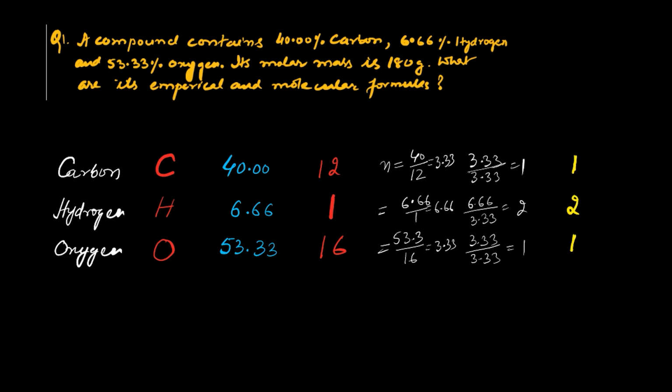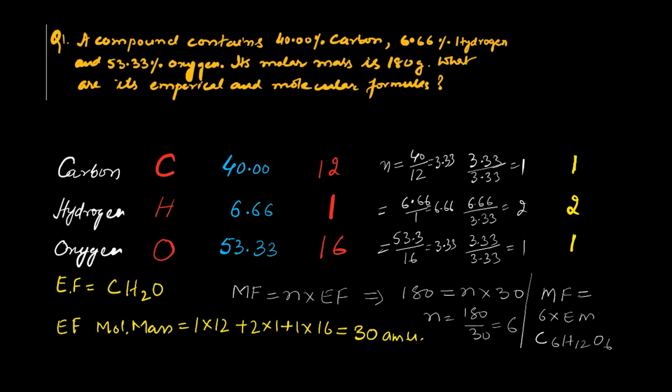And this is the simplest whole number. With the help of this, we'll write the empirical formula, which will come C1H2O1. And from this empirical formula, we will calculate molecular formula. Molecular formula equal to N into empirical formula. So first of all, we have to calculate molecular mass for this empirical formula. So after writing empirical formula, we'll get molar mass for the empirical formula.